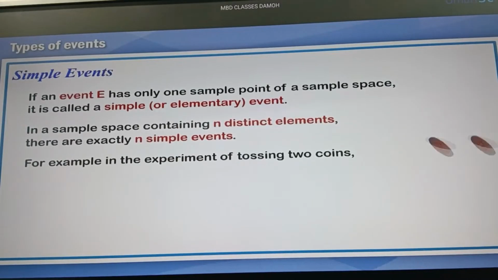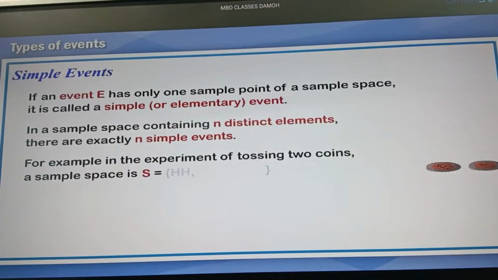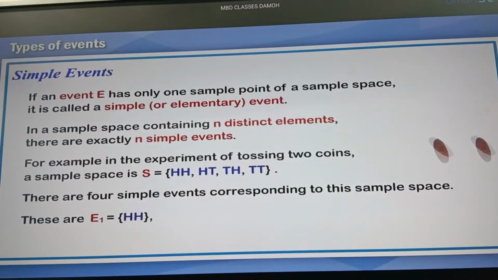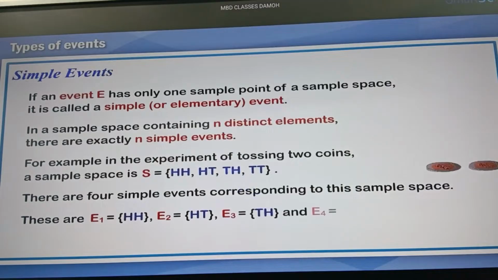For example, in the experiment of tossing 2 coins, a sample space is S = {HH, HT, TH, TT}. There are 4 simple events corresponding to this sample space. These are E1 = {HH}, E2 = {HT}, E3 = {TH}, and E4 = {TT}.